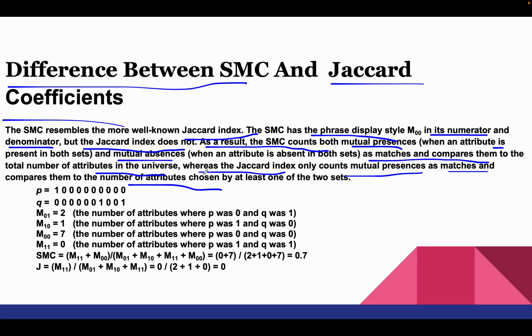For example, let's take P as 1000000000 and Q as 0000001001. From the above P and Q, we get M01 equal to 2, M10 equal to 1, M00 equal to 7, and M11 equal to 0. By substituting these values in the SMC formula, we get the result as 0.7, and in the Jaccard coefficient, we get the result as 0.